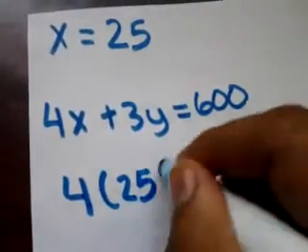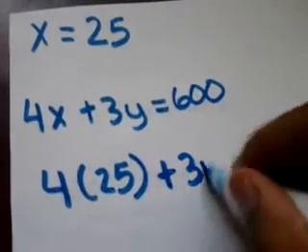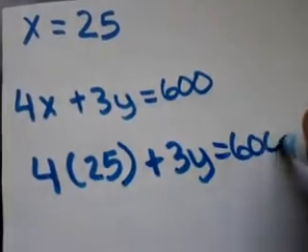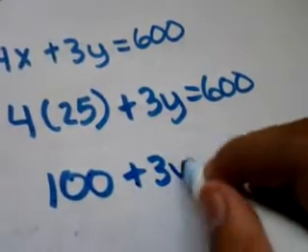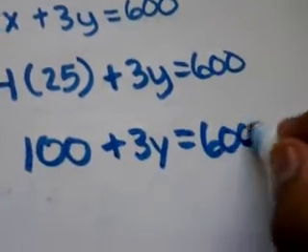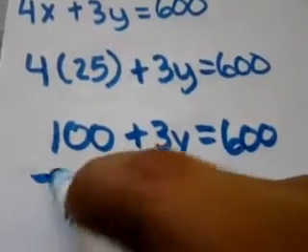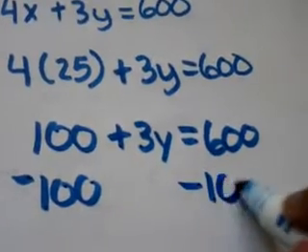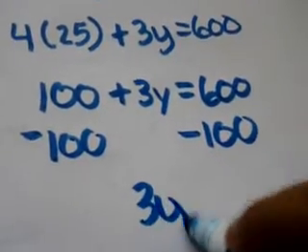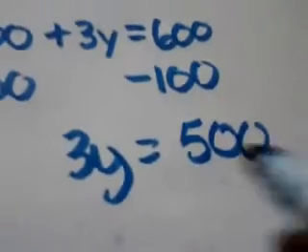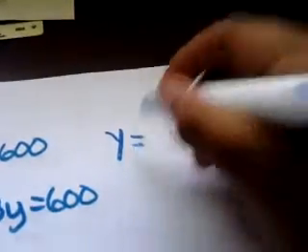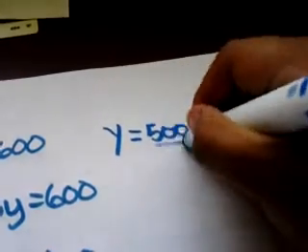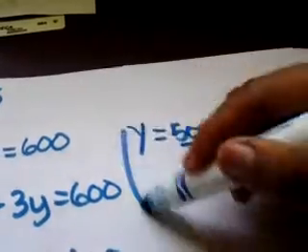We plug in 25 for x: 4 times 25 plus 3y equals 600. You will distribute 4 to 25, which will equal 100, plus 3y equals 600. Subtract 100, which will give you 3y equals 500, and divide by 3, and y will equal 500 over 3.